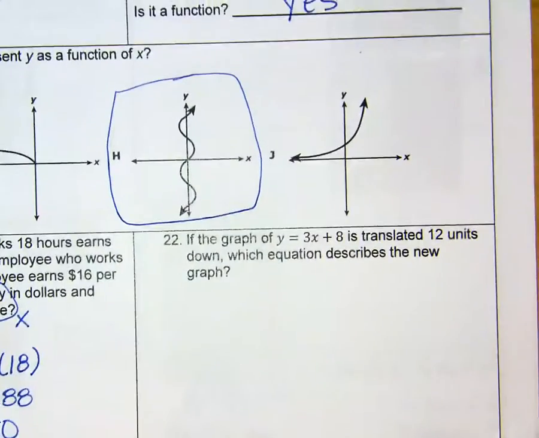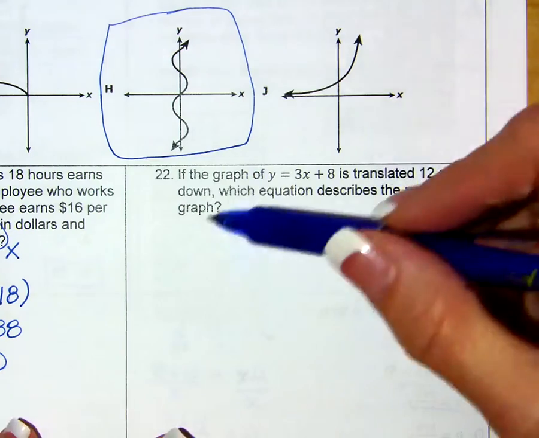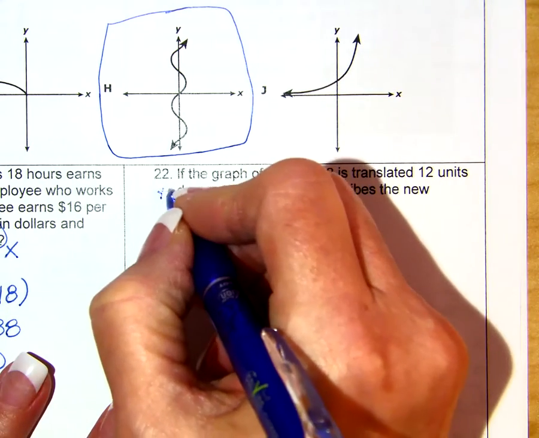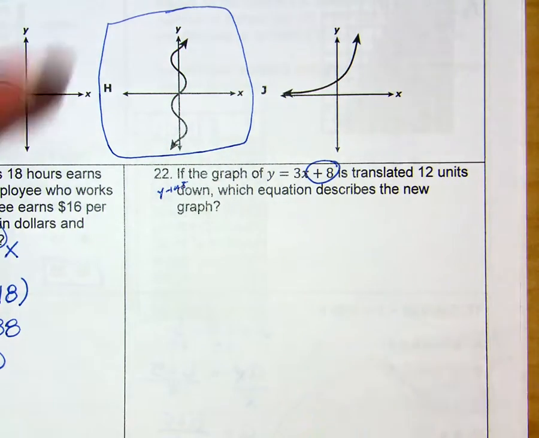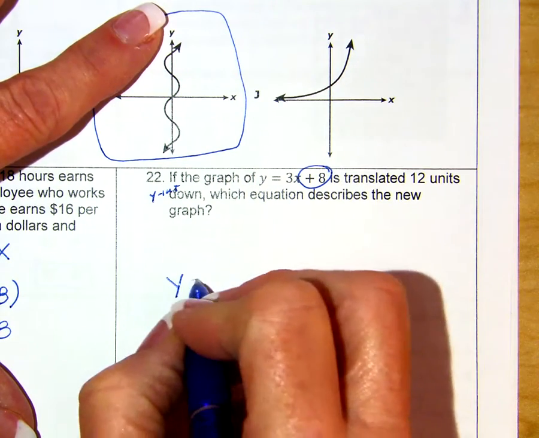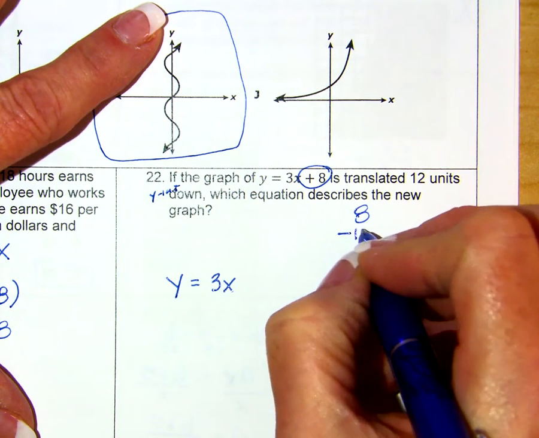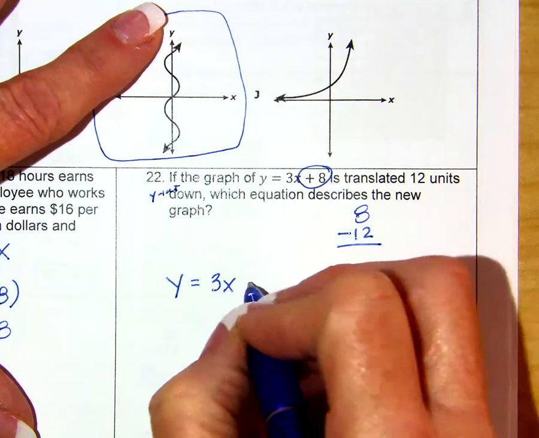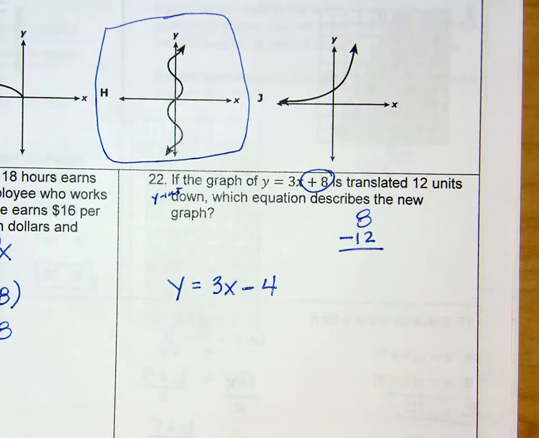Okay, so here on number 22, if the graph of y equals 3x plus 8 is translated 12 units down, so that down is going to be affecting the y-intercept, which is 8. It says which equation describes the new graph. So basically our slope isn't going to change, but we're going to take 8 and we're going to move it down 12. So 8 minus 12 is negative 4. So that would be the new equation for that new line.